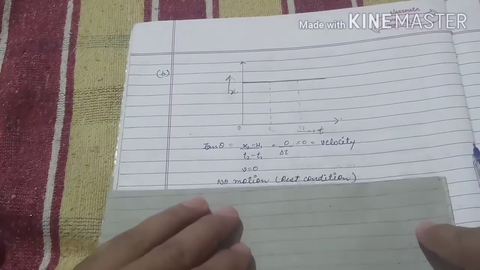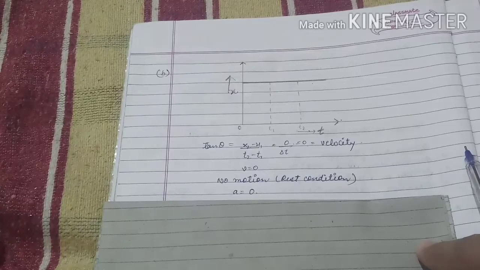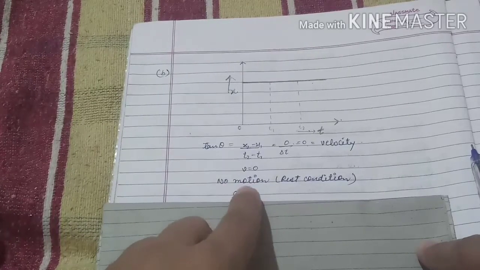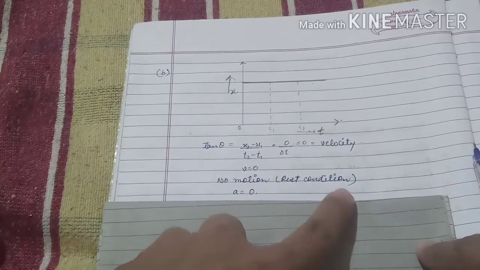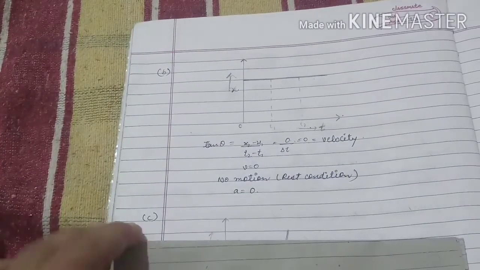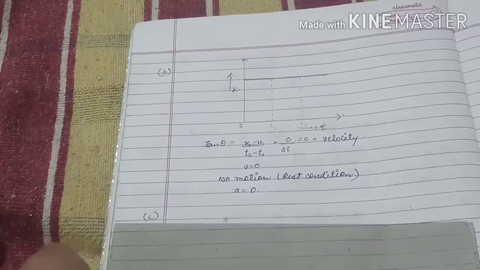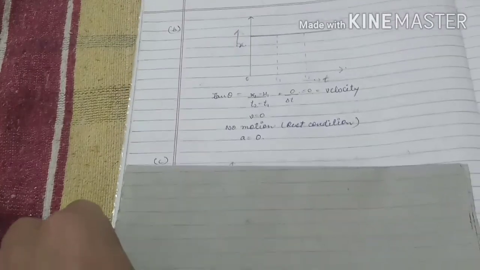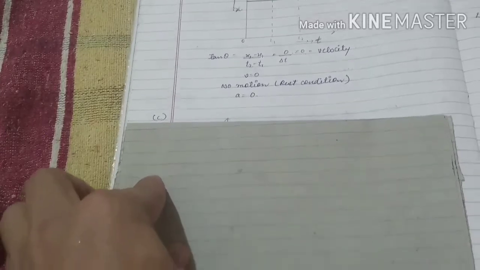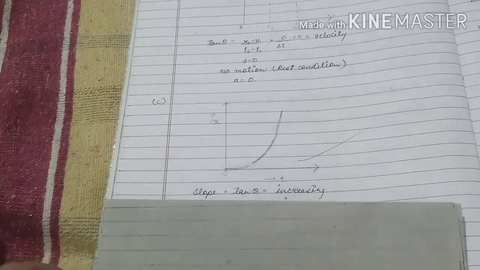So how can you say velocity is 0? It means there is no motion, it is rest condition. And acceleration a is also 0 because velocity is 0. Okay, and the third graph of this motion, third graph of displacement-time graph, is this one.